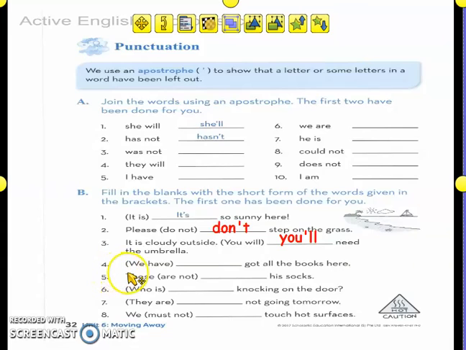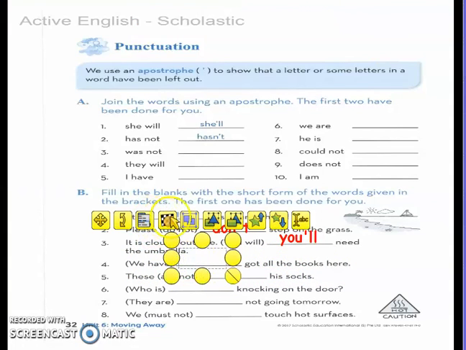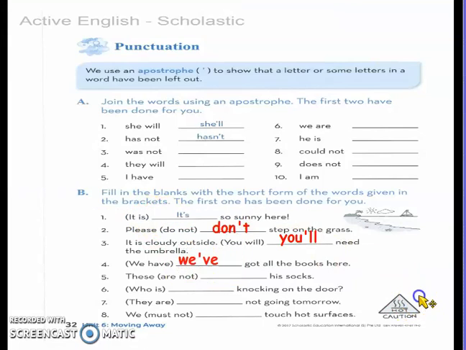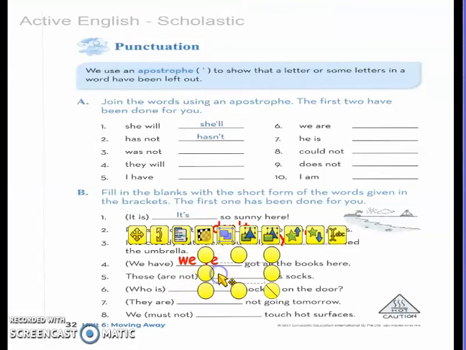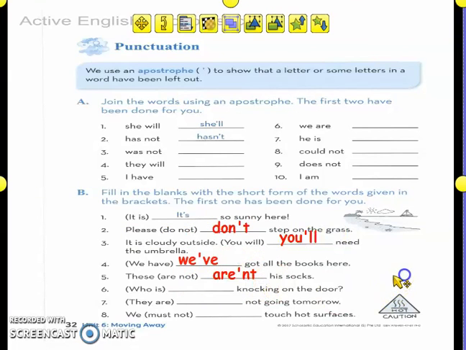Number 4. We have got all the books here. Can you answer me, my students? What is the short form of we have? Excellent. We've. And we use the apostrophe. Number 5. These are not his socks. Are not is the long form. What is the short form? Very good. Aren't. And this is the apostrophe.